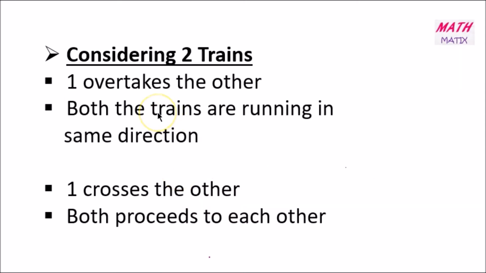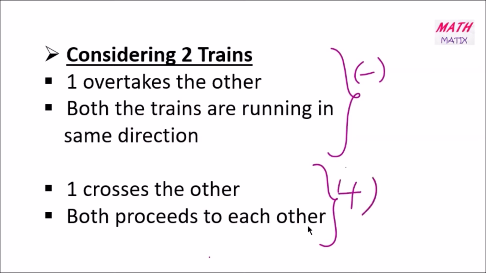Previously, in time and distance, we saw that if two persons are going in the same direction, we subtract the speeds. If two persons are going in different directions, we add the speeds. Likewise, here we are considering two trains. If one train overtakes the other, or both trains are running in the same direction, we have to subtract the speeds. Suppose one crosses the other and both proceed toward each other, that means they are going in opposite directions.